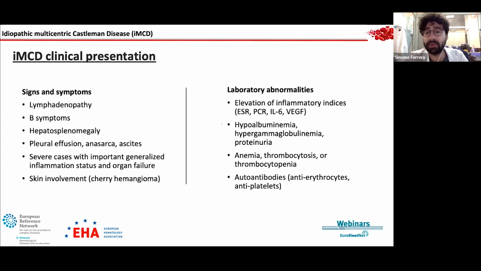Regarding laboratory abnormalities, we can have elevation of classical inflammatory indices, in particular ESR and CRP, hypoalbuminemia, hypergammaglobulinemia. Sometimes there can be proteinuria and renal impairment. From a hematological point of view, anemia, thrombocytosis, or on the other side, also thrombocytopenia. And sometimes some autoantibodies, like anti-erythrocyte or anti-platelet, can be detected.